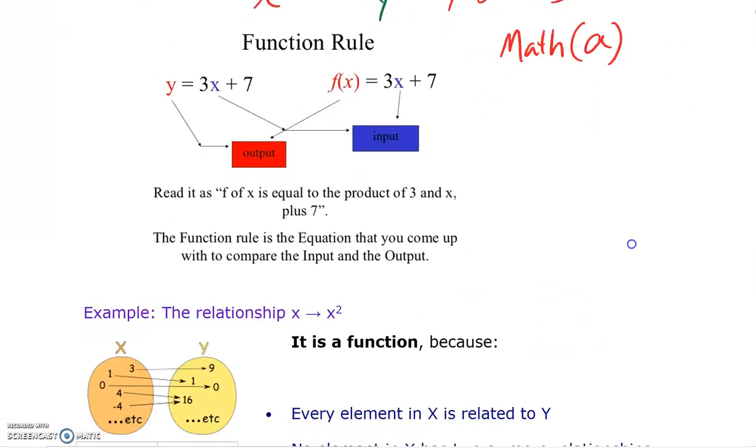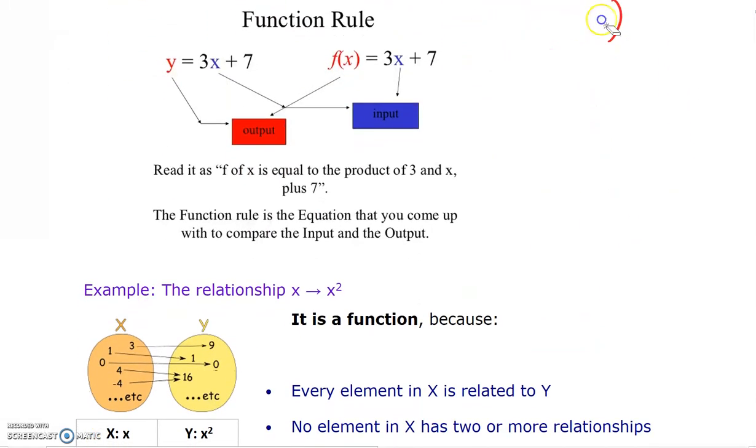All right, let's take a look at something called the function rule. Now, the function rule, just like what we talked about, if we have y equals 3x plus 7 and f of x equals 3x plus 7, you can see that these are exactly the same. So what we would think of as an equation and what we would think of as a function are essentially the same thing. And the key to this, though, is the y is the output and the f of x is the output. That's what we're going to think about.